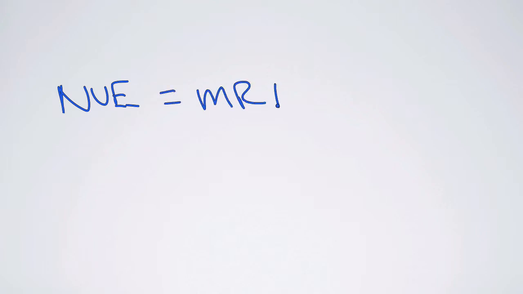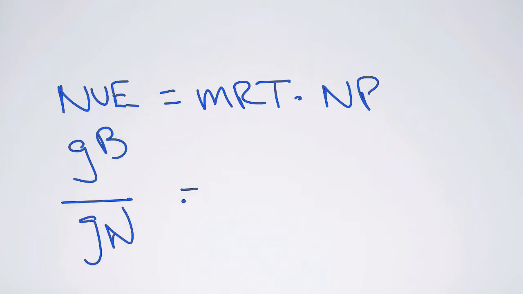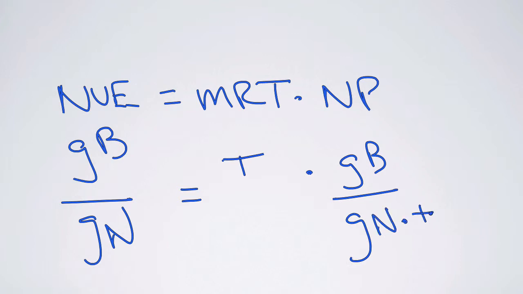And essentially what they go through is a set of calculations to partition nitrogen use efficiency into two components. What they say is that nitrogen use efficiency can be thought of as the product of mean residence time and what's called nitrogen productivity. So if you think about the units for nitrogen use efficiency, it's grams of biomass per gram of nitrogen, and you can partition that into the time that nitrogen is in the system times grams of biomass per gram of N per unit time.